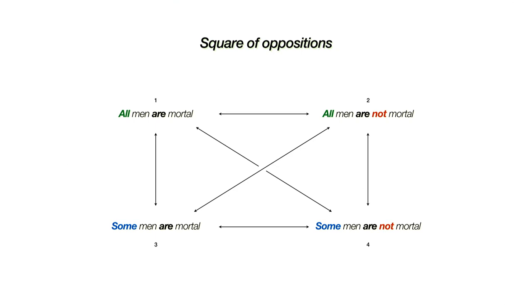And now it's interesting to compare, for example, these vertical lines and their relations. For example, 1, all men are mortal, is more general than number 3, which is some men are mortal. Because if 1 is true, if all men are mortal, then it's also true that some men are mortal. But not vice versa. If we say some men are mortal, this does not guarantee that all men are mortal. So he was very interested in these kinds of diagrams.